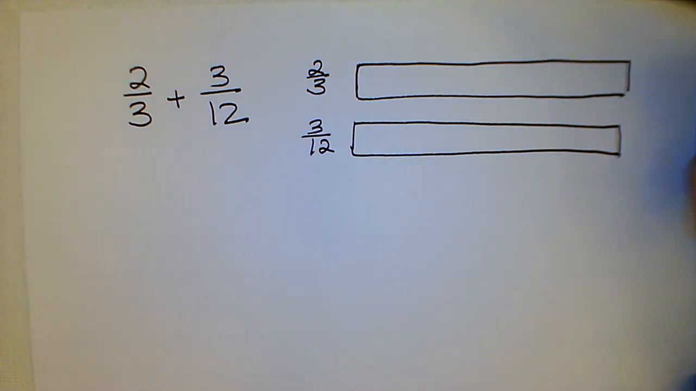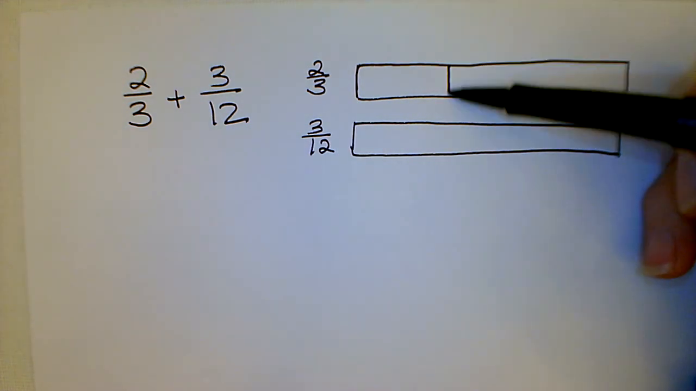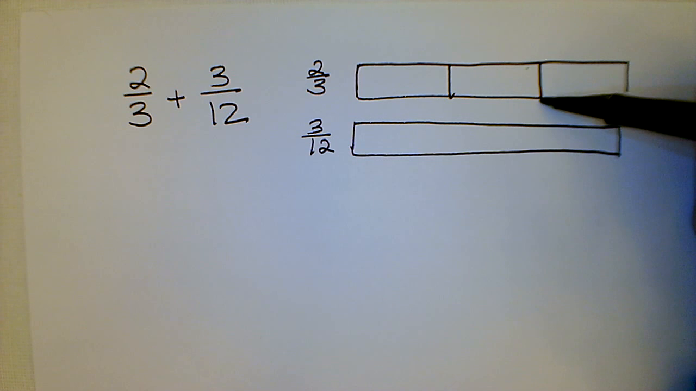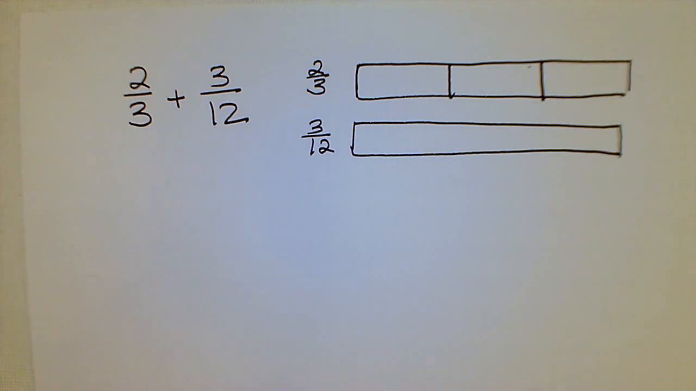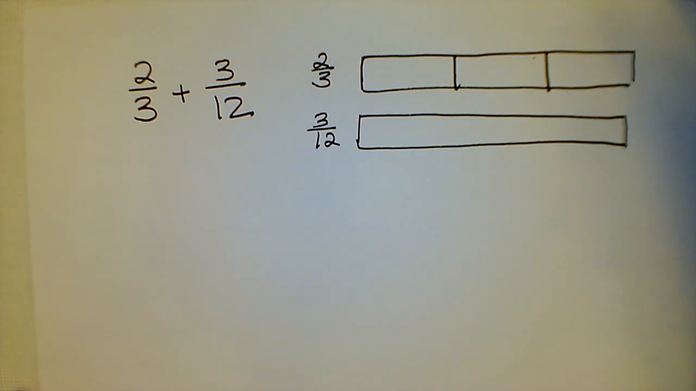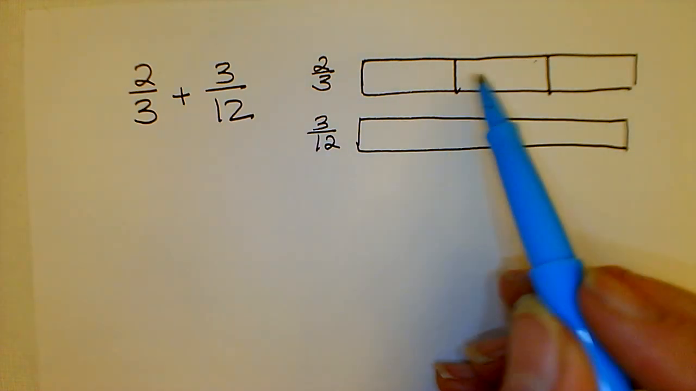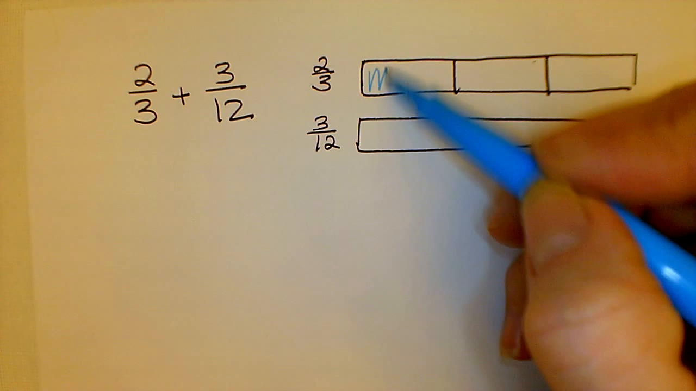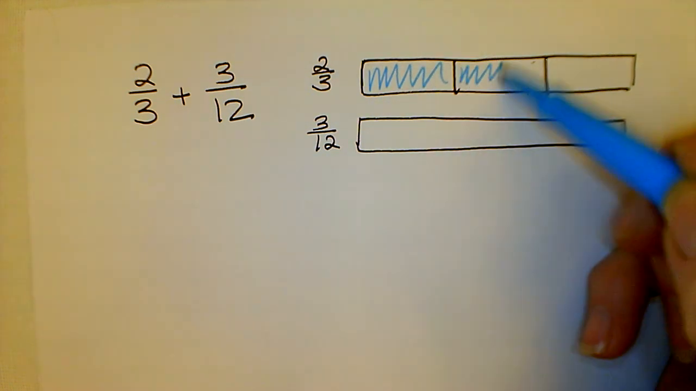So let me start with my 2/3. So I'm going to go ahead and do my best to try and cut this into even thirds. And then I have to shade in 2 of them this time because my numerator is 2. So again, I cut it into 3 pieces because my denominator is a 3, so 1, 2, 3. And now for my numerator, I'm going to go ahead and shade in 2 of them.